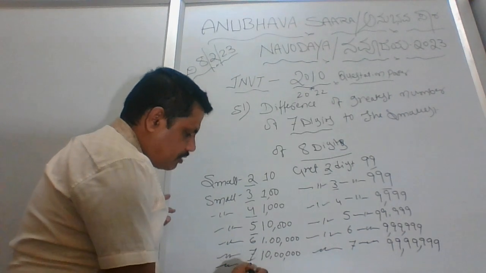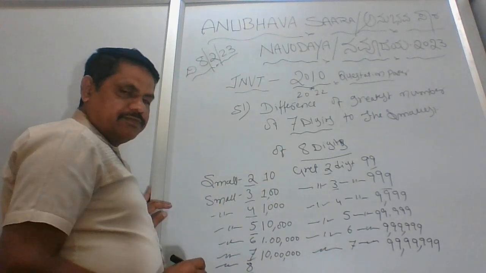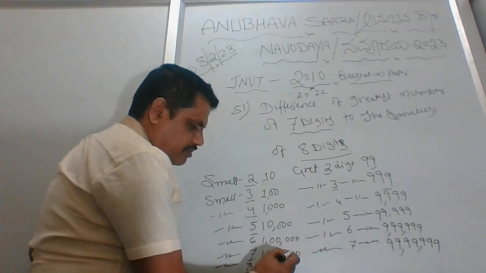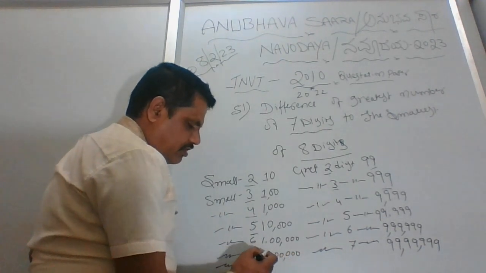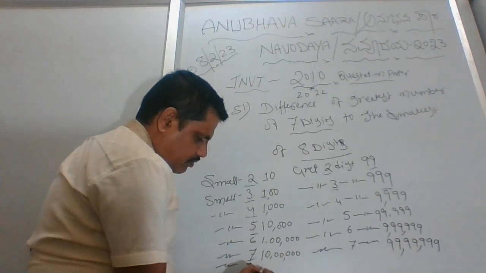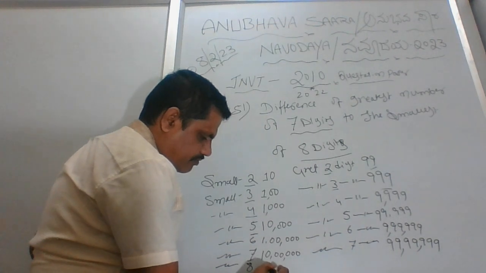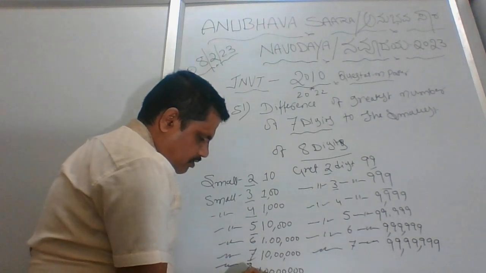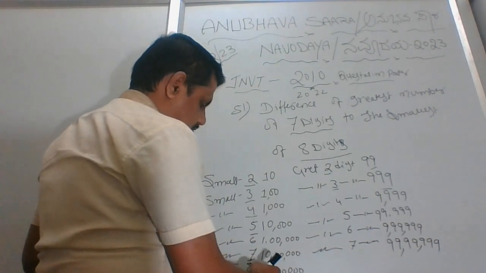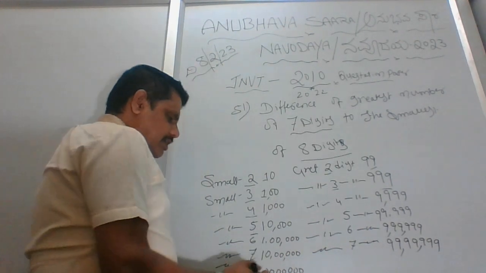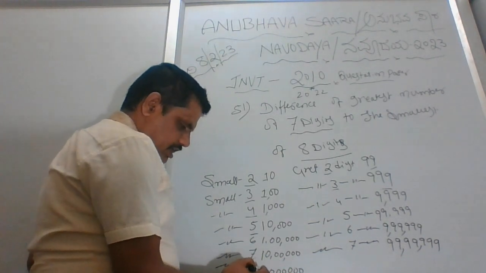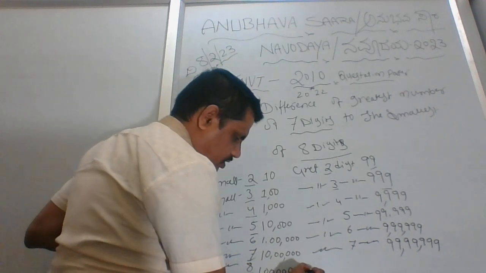What is the question expecting us to do? What is the point? So here: ones, tens, 100, 1,000, 10,000, lakh, 10 lakh. Here we will get 7 zeros: 1 0 0. Okay, 1 crore. So this is ones, tens, hundreds, 1,000, 10,000, lakh, 10 lakh, 1 crore. This is 1 crore.